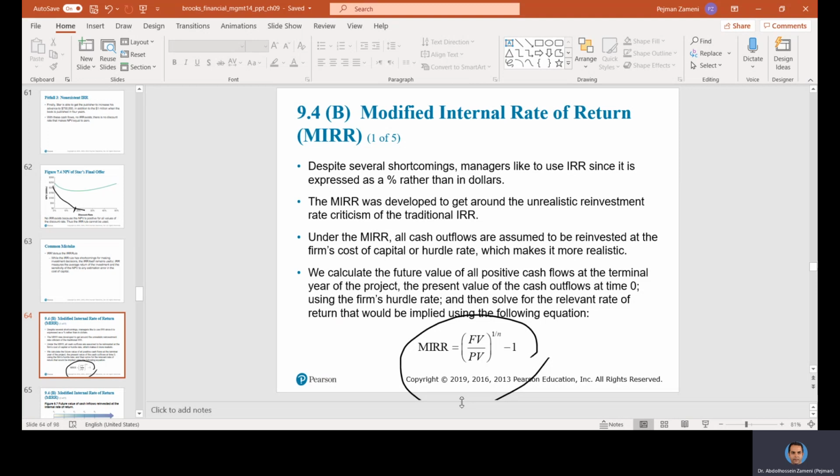We calculate the future value of all positive cash flows at the terminal year of the project, the present value of the cash outflows at time 0 using the firm's hurdle rate, and then solve for the relevant rate of return. That would be implied using the following equation.